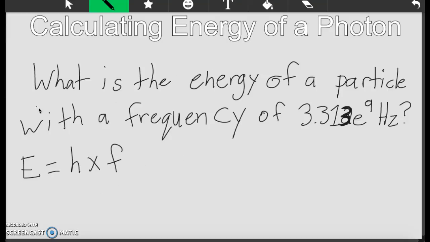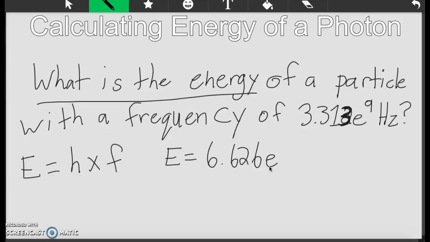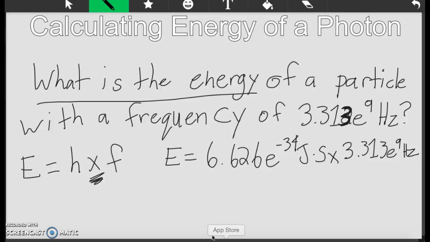Now fill in what we know. We're looking for the energy. What is the energy? So energy stays E equals H constant. H is Planck's constant, and since it's constant, it never changes. We really know what it is. 6.626 e to the negative 34 joules second times, we're multiplying, 3.313 e to the 9th. Then we're going to write it very small because I ran out of space. Hertz. Nailed it. Okay, take a second, try to solve it.